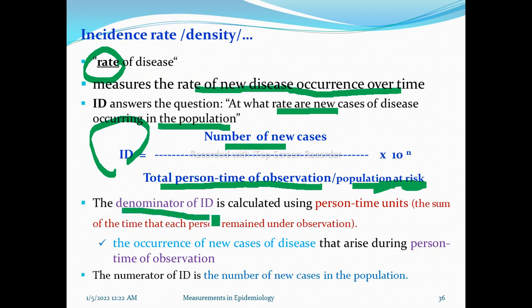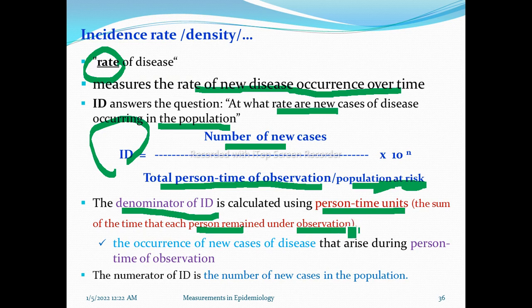The denominator of incidence density is calculated using person-time units. As you see, the total person-time of observation is in person-time units. A person-time unit is the sum of the time that each person remained under observation. For instance, if you follow 10 disease-free individuals, for example for 30 days.